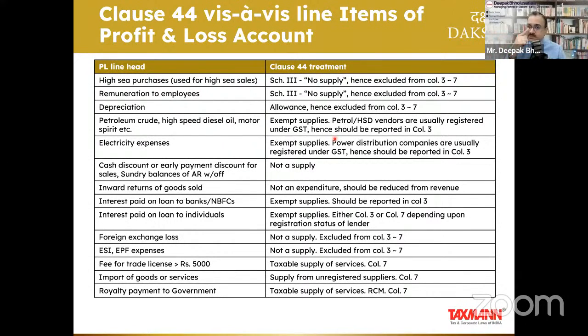So any inward supply from a government, which is a supply under the scheme of GST, in my view, trade license is a supply, but up to 5,000 it is exempt. Beyond 5,000 it is taxable, and you need to pay RCM also. And since Government of India, in that particular case, I believe should be an unregistered supplier, so that should be reported in column number 7 only.